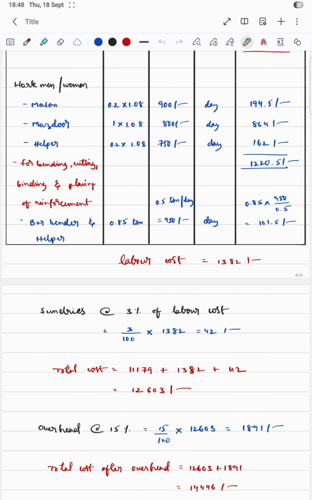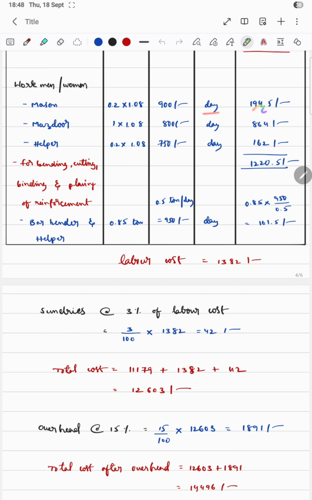Next, we are going to calculate the rates for workmen or women. There is no gender bias; we are going to consider both. The mason is a skilled worker, so he has more value for his work. You have to consider that his work is needed in less quantity, but his quality of work is more. Our requirement is 1.08 cubic meters of work. In this work, his share would be only 0.2, so 20% of the work he is going to do.